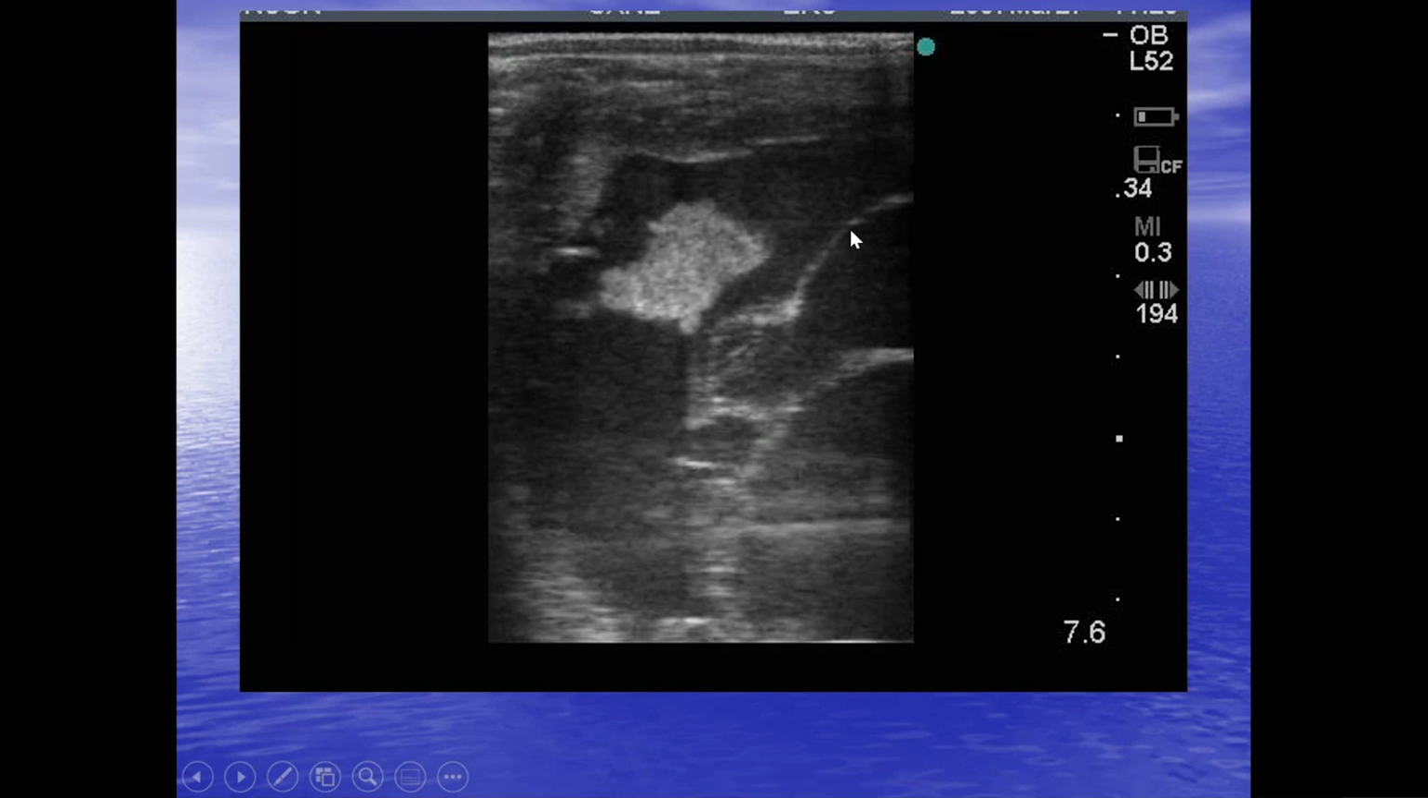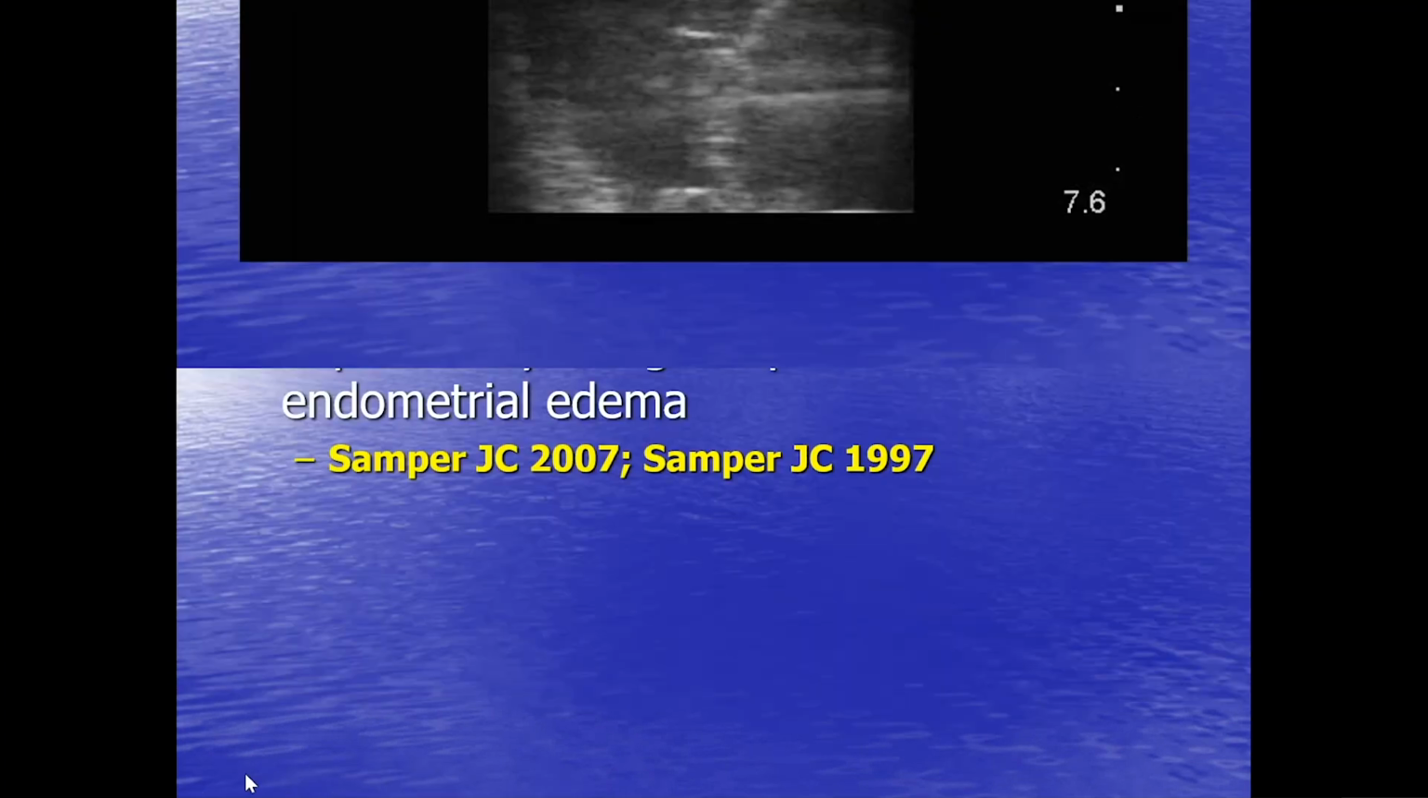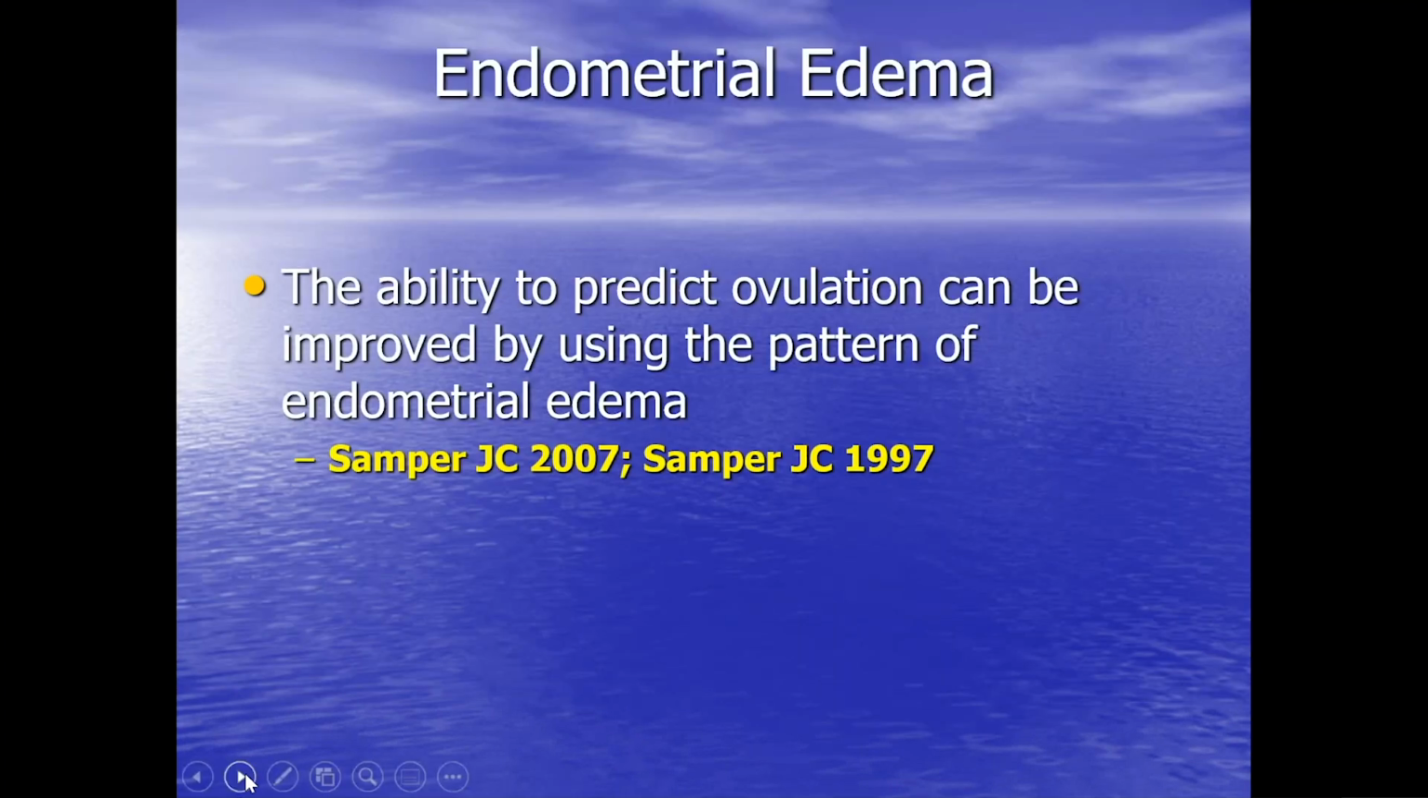As I say, these days we can generally diagnose them with AMH tests or inhibin, and hopefully we shouldn't confuse the diagnosis. So let's deal with a little bit of the follicle evaluation.